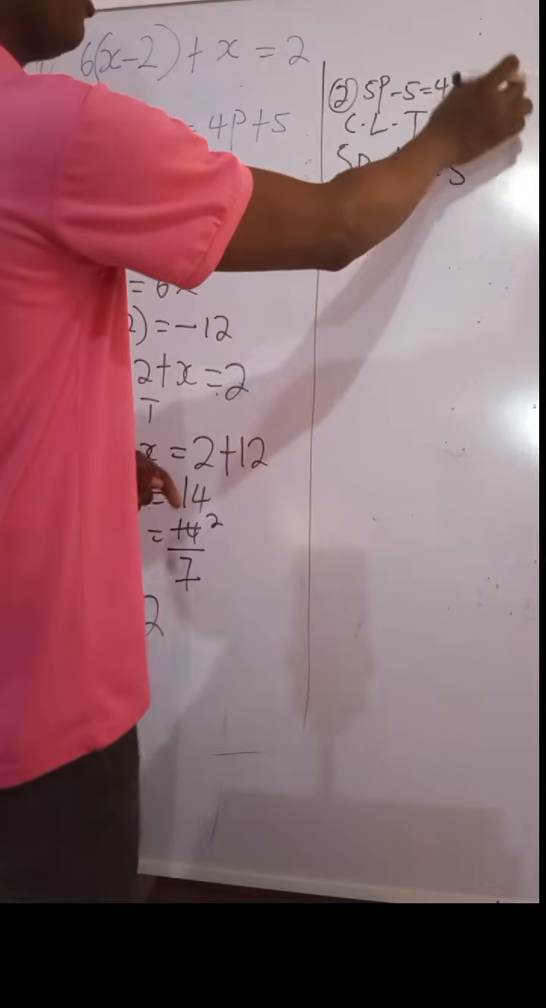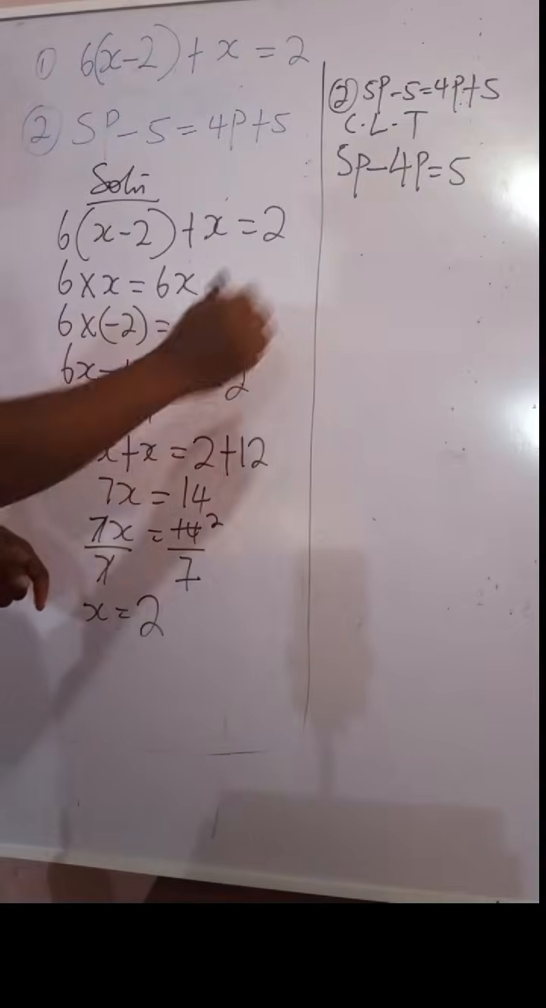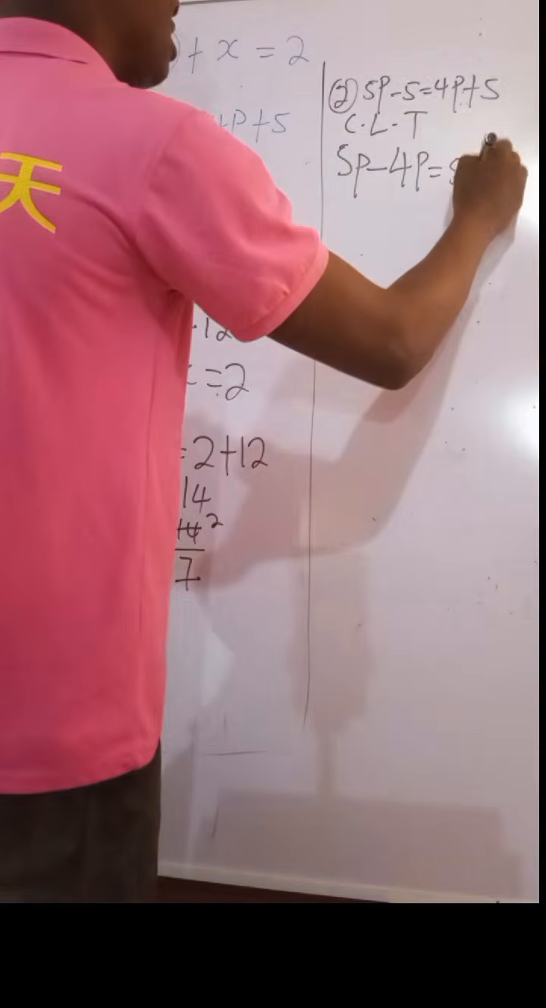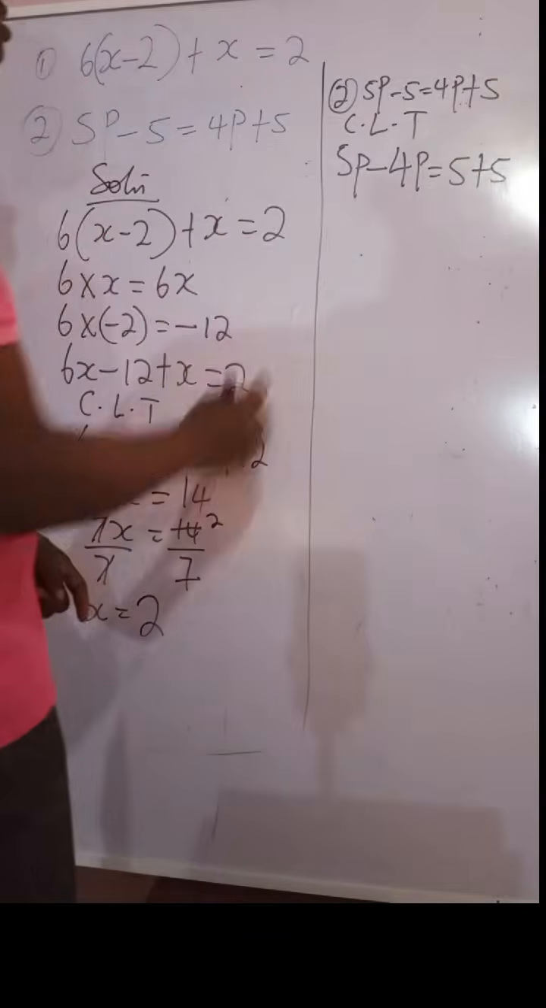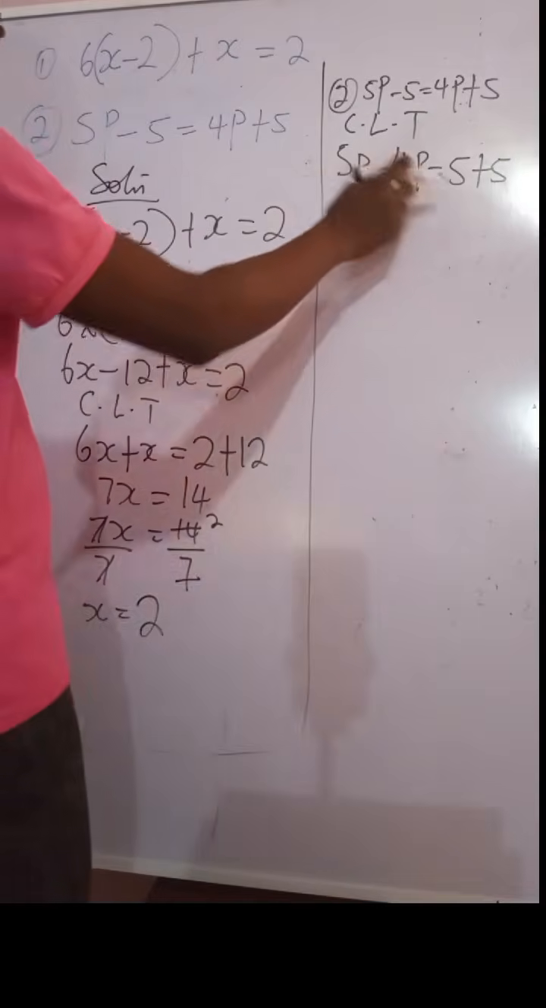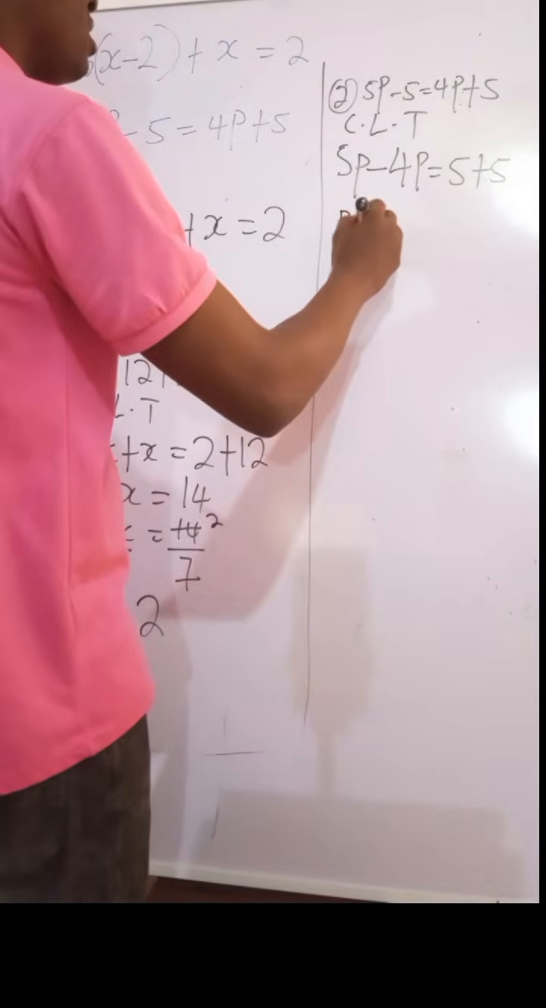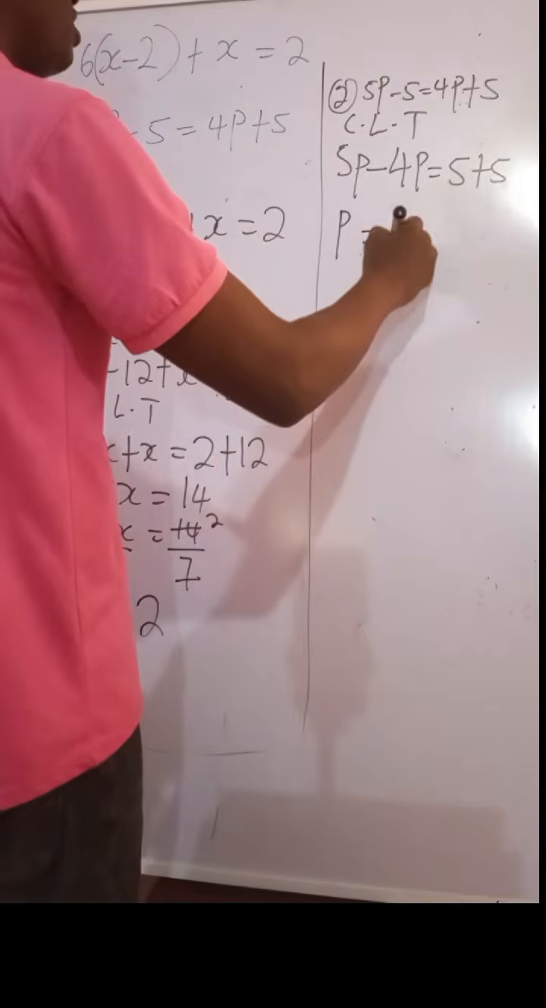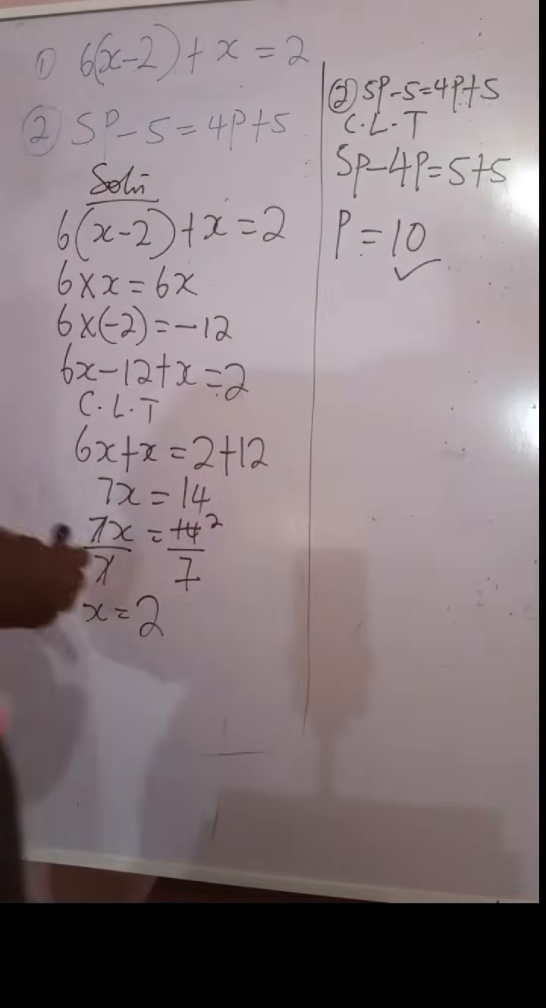The minus 5 crosses the equality sign. What are we going to have? When minus crosses the equality sign, it now becomes plus, so 5 plus 5. So 5p minus 4p is equal to what? p. 5 plus 5 equals 10. So p is equal to 10.